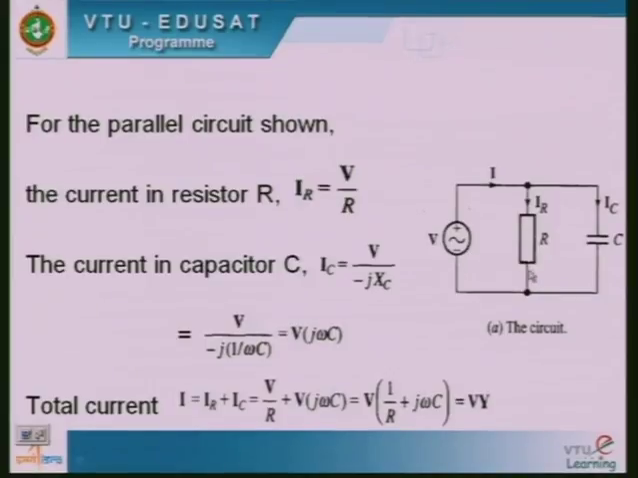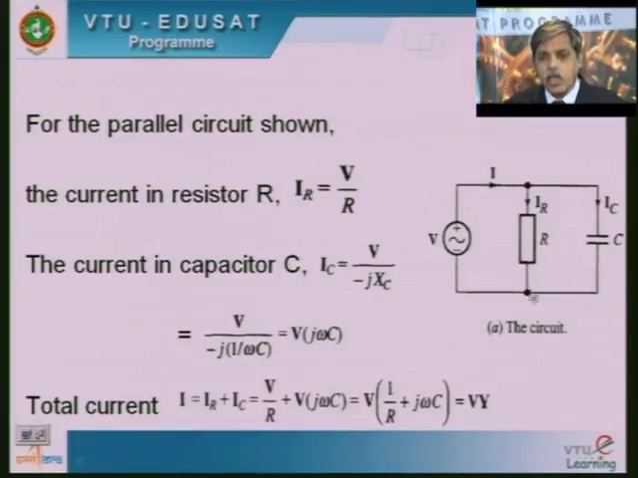Here also again the resistor and capacitor are connected across two nodes. So, taking the bottom node as a reference node, I have a node here where the voltage will be the voltage of the source. So this voltage with respect to the reference node is applied across the resistor and also across the capacitor. That is the reason why I write here the current in the resistor IR is equal to V divided by the resistance value, and the current in the capacitor IC is equal to V upon minus JXC.